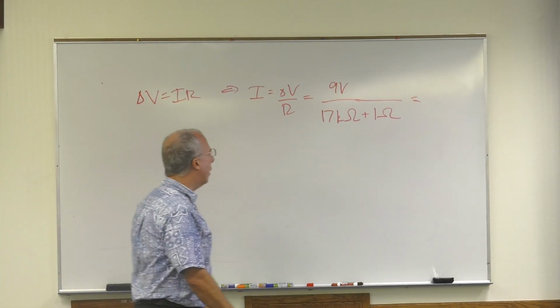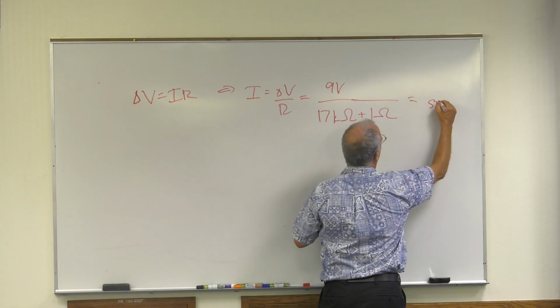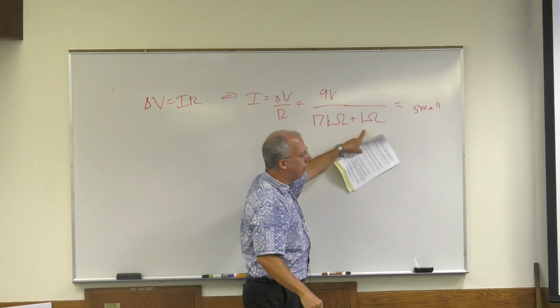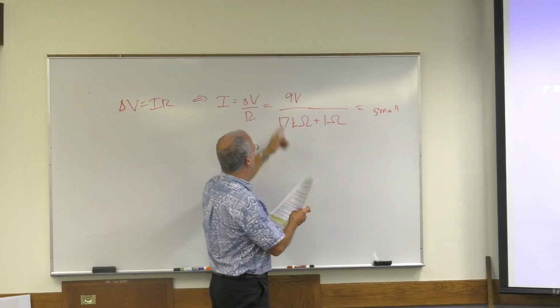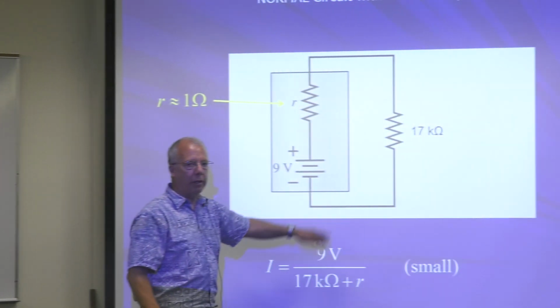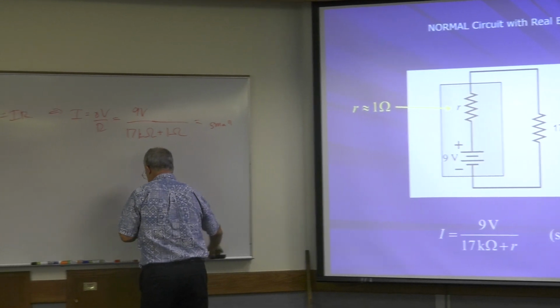Well, is that going to be big or small? It's going to be small, right? Because this is 17,000, so this is 17,000 plus 1, basically 17,000. So 9 divided by 17,000 is small. So this is very wonderful. Nobody's going to get hurt. You're not going to melt your wires. You're not going to cause any trouble. Great.